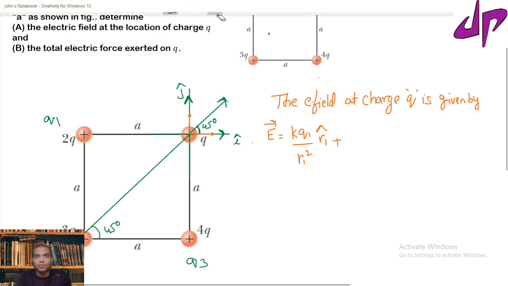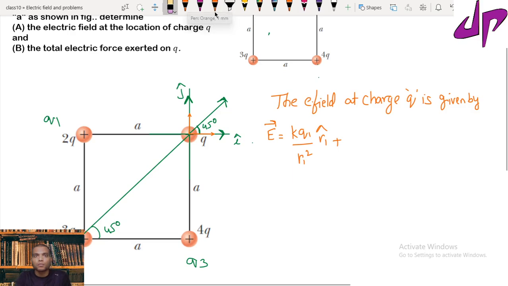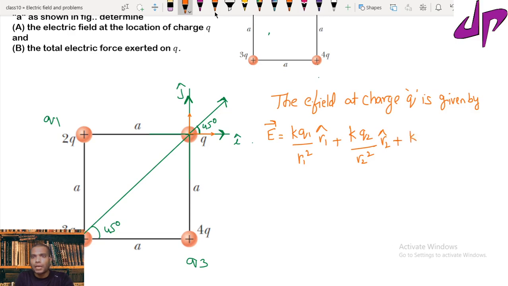For the second charge, k times charge q2 by r2 square, unit vector direction r2 cap, plus k times charge q3 by r3 square, unit vector direction r3 cap. Okay, so this is the general formula we use to calculate the resultant electric field due to a system of charges. Now here I need to substitute each charge. What is q1? 2q given there. What is q2? 3q. What is q3? 4q. And what are r1, r2, r3? So these three distances I need to substitute.